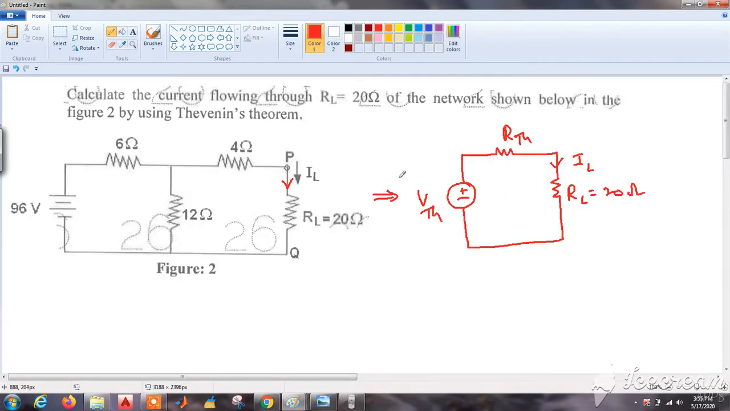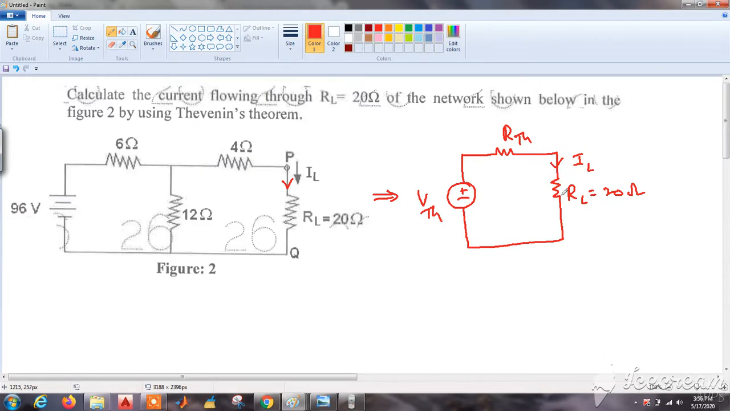So by applying Thevenin's theorem, we have to convert the given circuit in the form of this circuit, which consists of a single voltage source, that is Thevenin's voltage, in series with a single resistance known as Thevenin's resistance RTh, connected in series with RL, that is our load resistor.